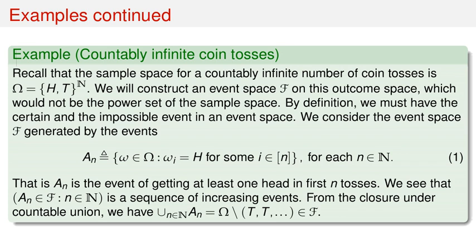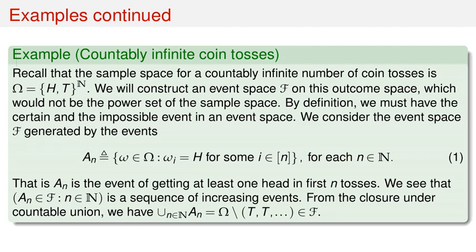Let's consider the event space F generated by a specific sequence of events A_n. We define A_n as the set of all outcomes omega in Omega such that omega_i equals H for at least one i within the first n tosses. This is for each n in N. So A_n is the event of getting at least one head in the first n tosses.